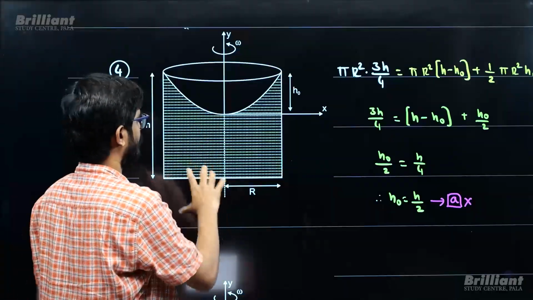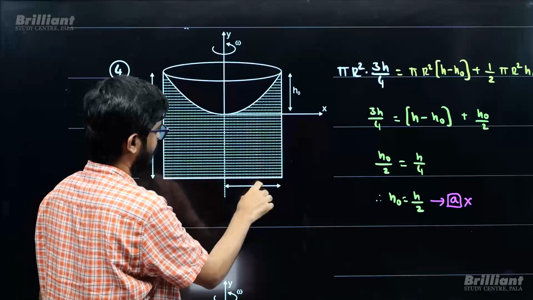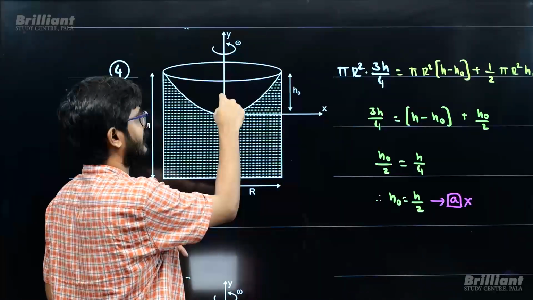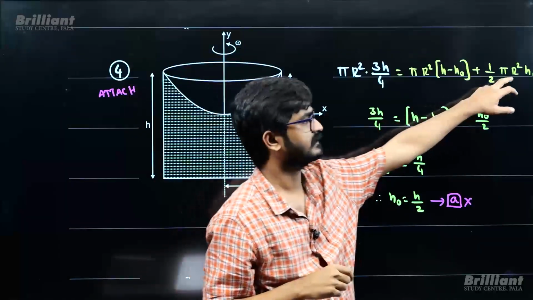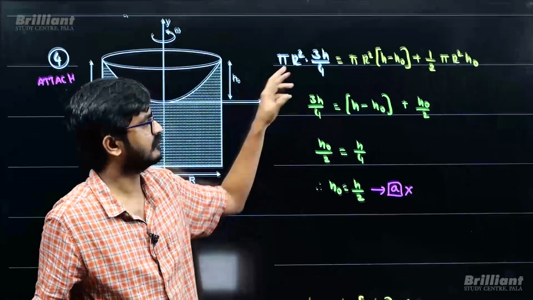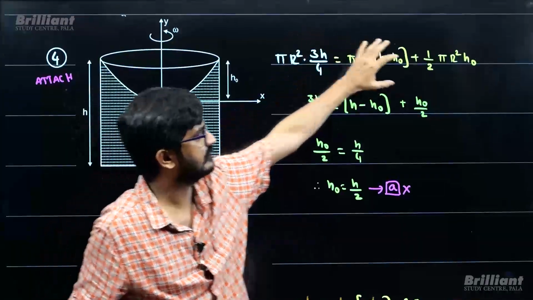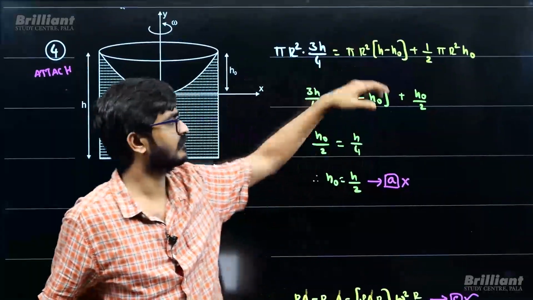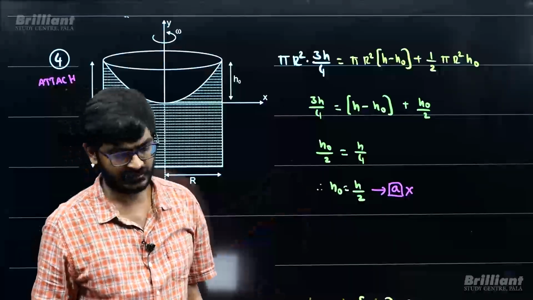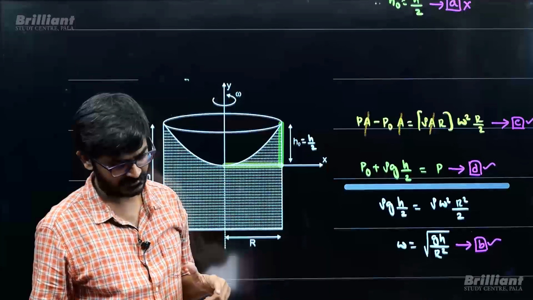Now what is the total volume of water in this figure? This volume plus this volume. This volume is pi r square into (h minus h naught). Now this volume is the same as the volume of the paraboloid, which will be half of pi r square into h naught. That's the total volume of the water finally, which must be the same as the total volume of the water initially. It is filled to only 3/4 of the height. So this is the initial volume, this is the final volume. No water is flowing out, so I can do volume conservation. From there, when I solve it, I will get the value of h naught. Now once I get the value of h naught, I can find some other things here.